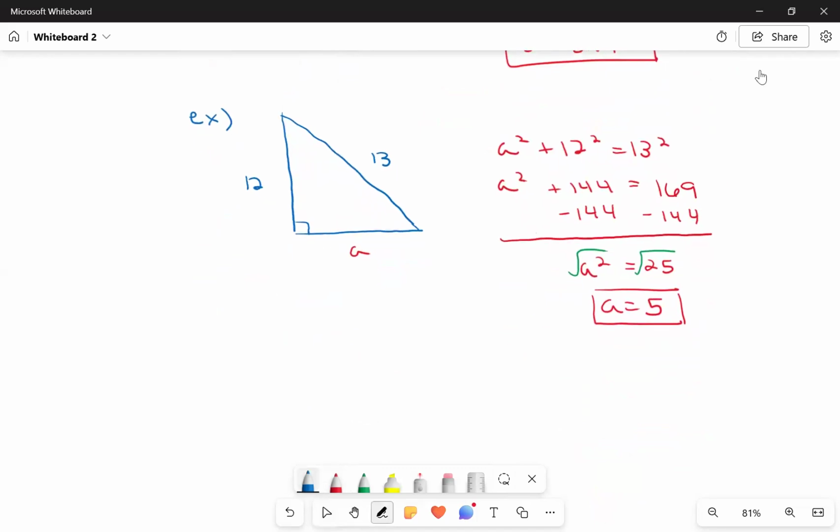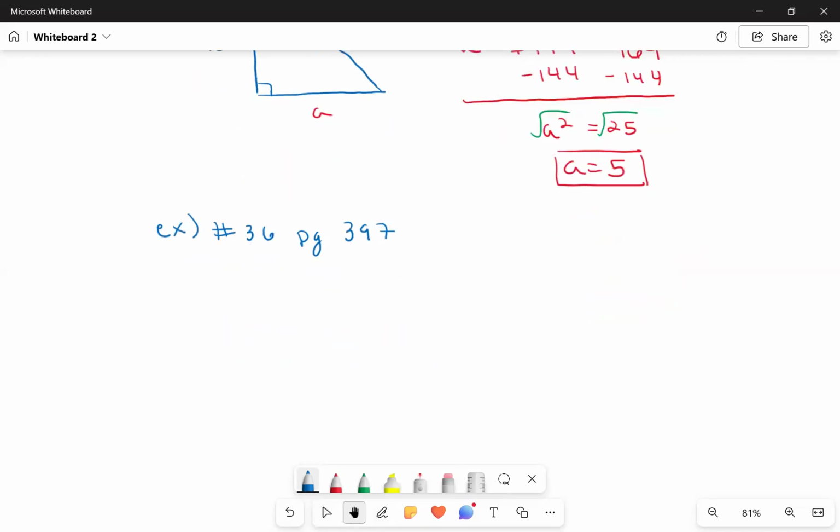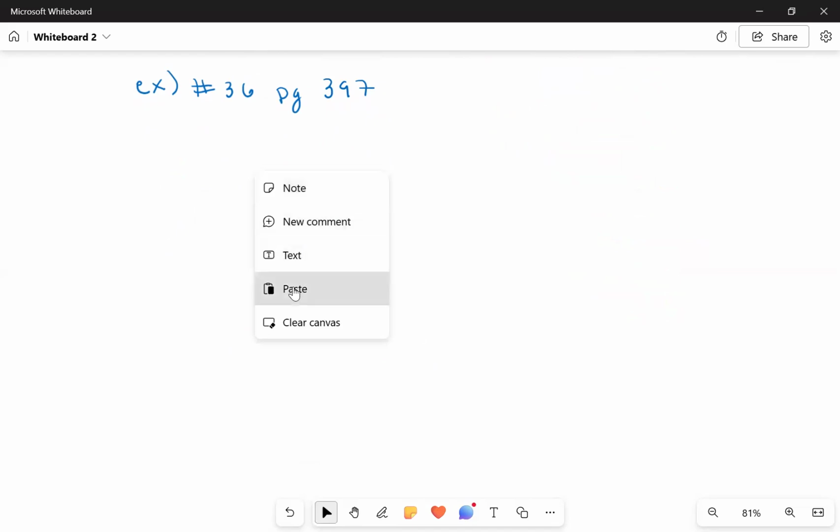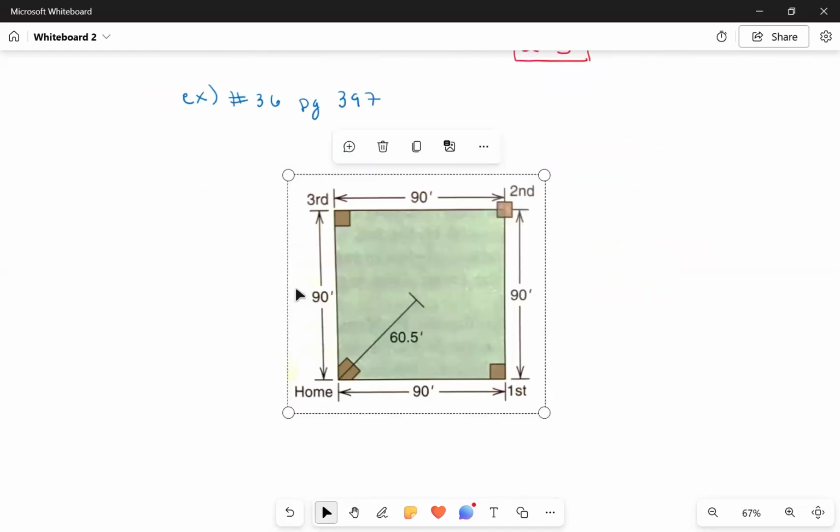Now I want to do one actual example that could be kind of useful as an application. So I'm going to refer to problem number 36 in the book on page 397. And it has a picture. So I'm going to go ahead and I copied it. So let's see if that comes in pretty nicely. Give myself some space here. And paste. Ah, not too bad.